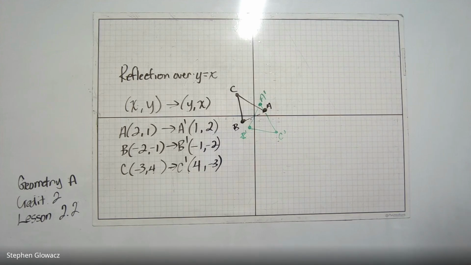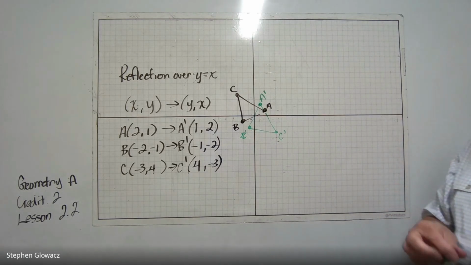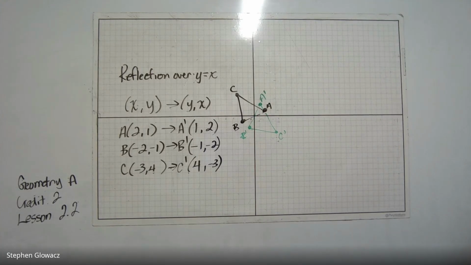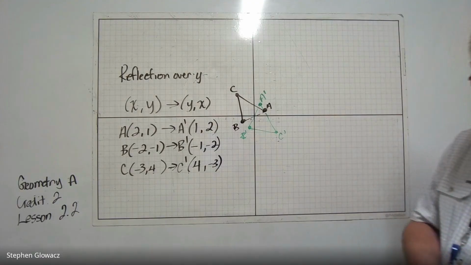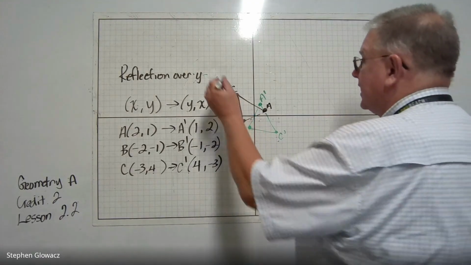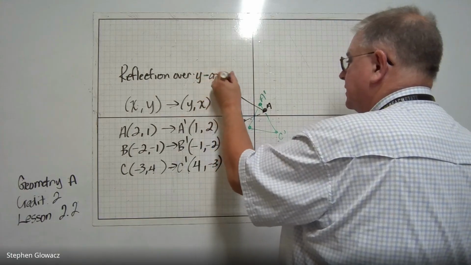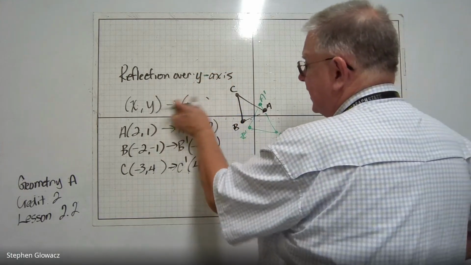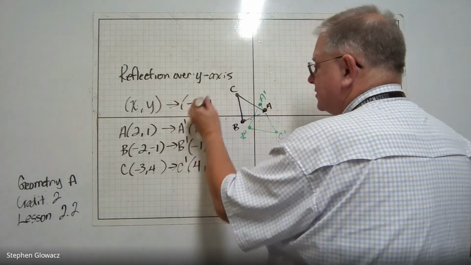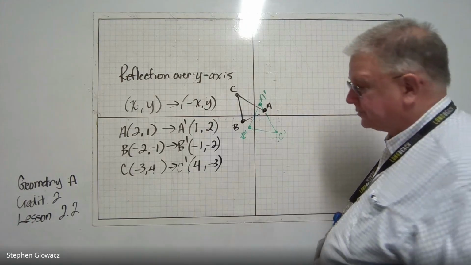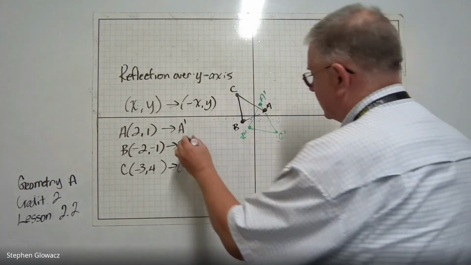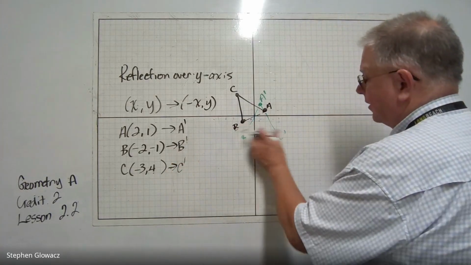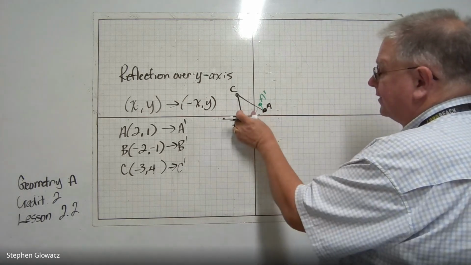Now, another reflection we're going to take a look at is a reflection over the y-axis first. And the rule for that is xy becomes negative x, y. So let's go ahead and erase these points here and see how that works. All right, let's get rid of our graph, so we're ready to go with that.